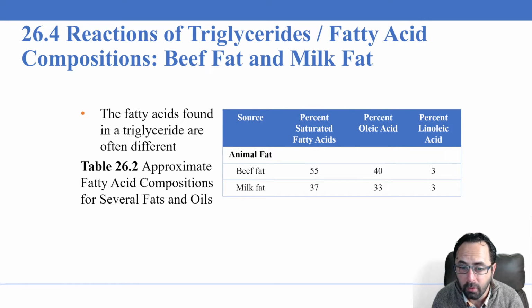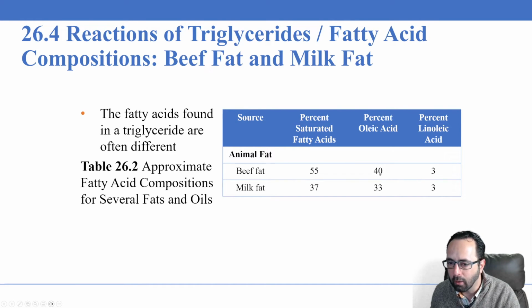Now, when we look at the different types of triglycerides here, the fatty acids found in a triglyceride, again, are often different. We'll have a mixture of these. And so the question is, on a typical triglyceride, what is the proportion of saturated fats versus unsaturated fats? If we compare, for example, beef fat and milk fat, the beef fat will be higher in saturated acids. On all the triglycerides, about 55% of those fatty acids will be saturated, and about 40% will be oleic acid, and about 3% will be linoleic acid. These are unsaturated fatty acids. And there's another 2% of other fatty acids.